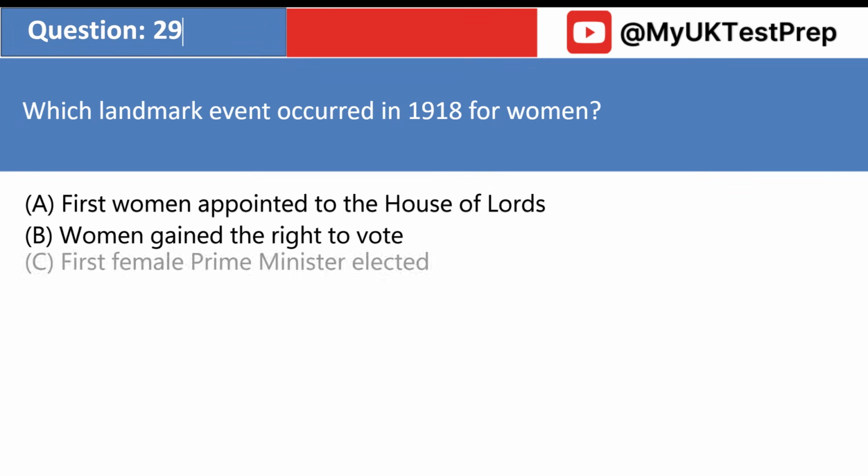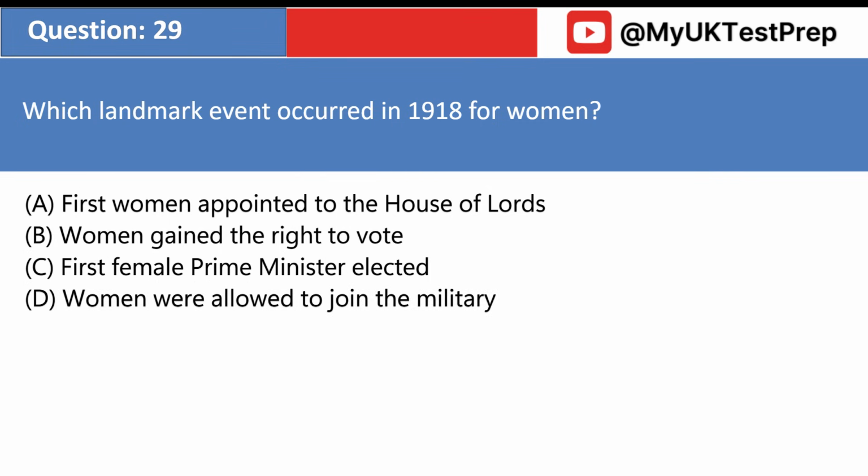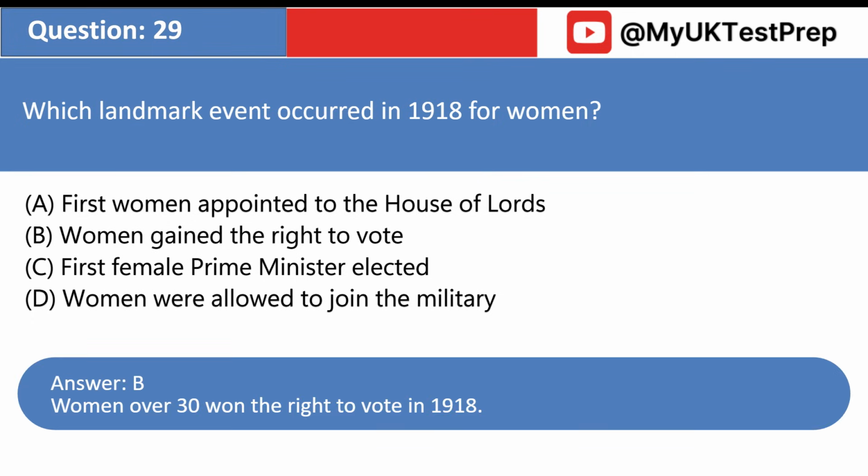Which landmark event occurred in 1918 for women? A. First women appointed to the House of Lords. B. Women gained the right to vote. C. First female Prime Minister elected. D. Women were allowed to join the military. Answer, B. Women over 30 won the right to vote in 1918.